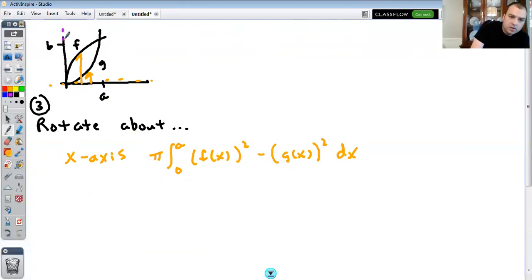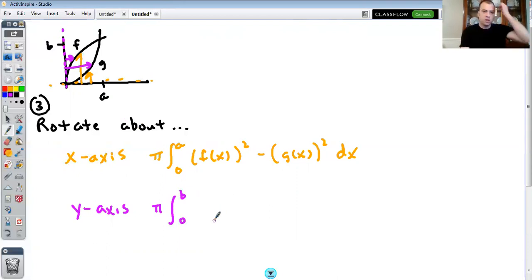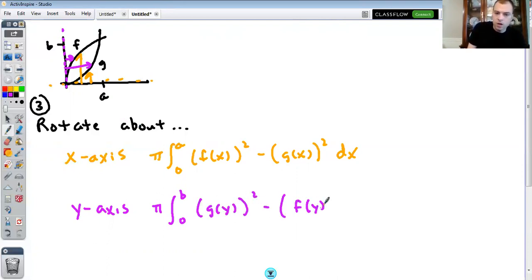Okay, let's rotate around the y-axis. Now my radii come out this way, and they're perpendicular to the y. Each washer has a thickness of dy, a change in y. So I'm going to do it in terms of y. G of y squared minus f of y squared. And I always define the big radius first as the further distance out. That's why it's switched over to g this time.